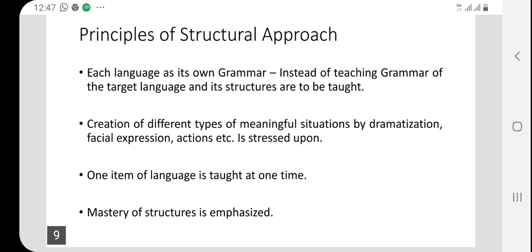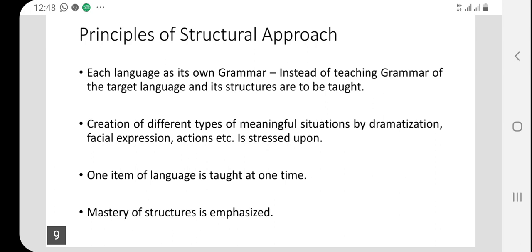So this is a basic change of structure; every language has its own pattern of structure and grammar. English has subject, verb, object, and we have subject, object, verb. SVO in English and SOV in Urdu. Different types of meaningful situations, facial expressions, actions, and body gestures, how can we apply these body gestures in communication and learning a language. One item of language is taught at one time.